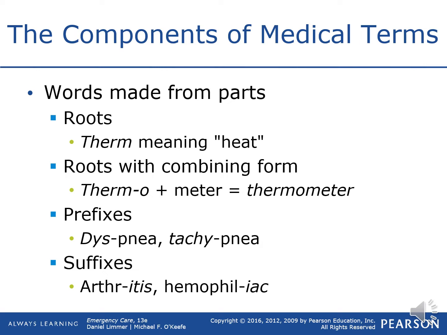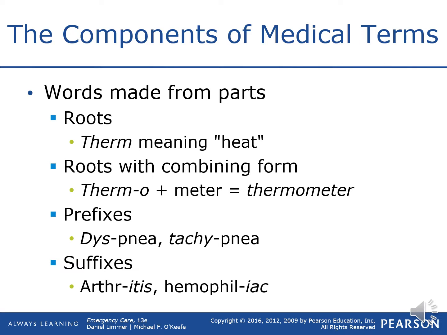Some prefixes that they use: one is dys, which means difficulty. Another one is tachy, which means high. And pnea is breathing. So if you put these two prefixes with the root word breathing, you have dyspnea, which is difficulty breathing. And you have tachypnea, a very hard word to say. You put those two words of high and breathing together, and you get fast breathing.